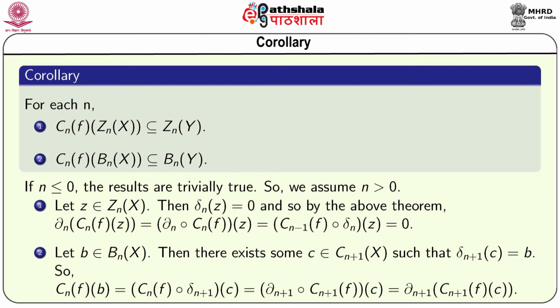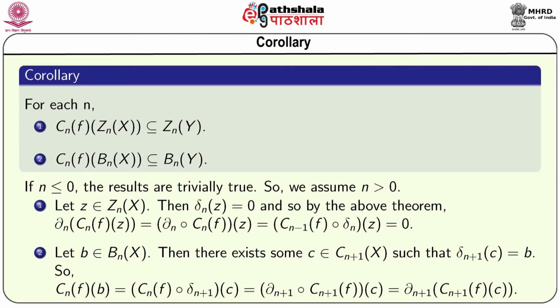Also, C_n(f) will map the whole of B_n(X) within B_n(Y). That means, the n-boundaries are mapped to the n-boundaries. If n is less than or equal to 0, the results are trivially true. Now, let us assume that n is greater than 0. If we wish to prove the first one, then we start with a point z from Z_n(X), and since it is in Z_n(X), delta n z will be 0.